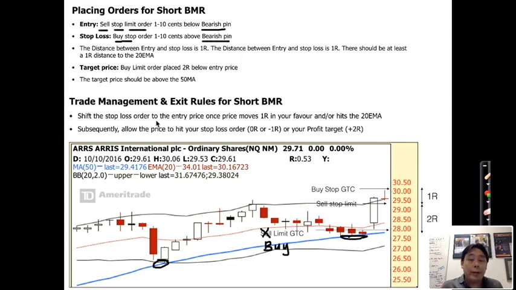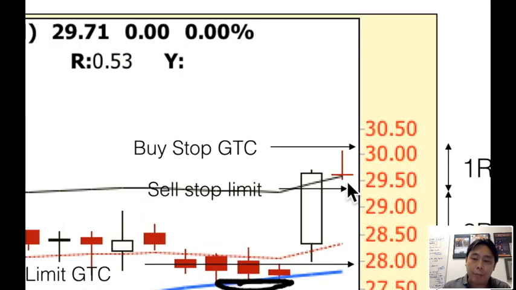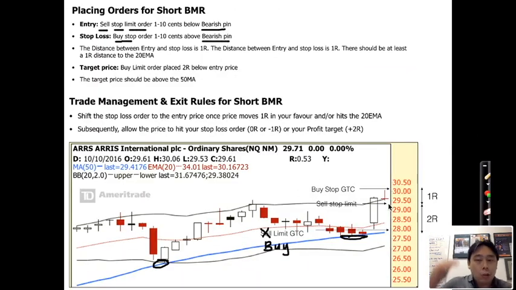So what happens once we're in the trade? If the next day the price goes below our entry price, we get triggered, we're in the trade. Once the price moves 1 hour in our favor, we can shift our stop loss to the entry price for a break-even trade. Subsequently, we leave the trade to hit the profit target or hit the stop loss. So again, what are the 3 outcomes? We either get a 2 hour win, minus 1 hour loss, or a break-even trade.